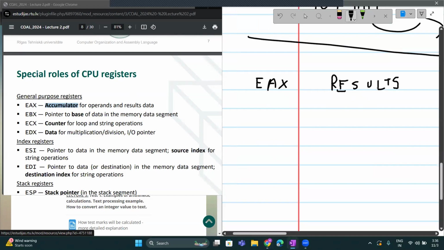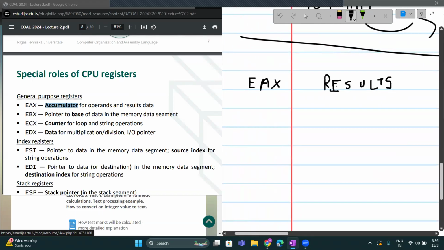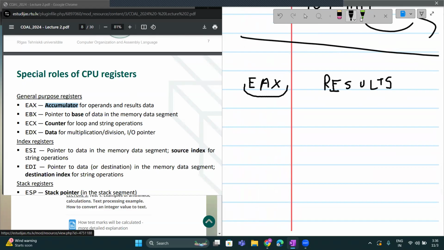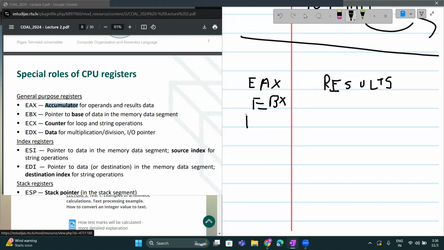So usually, as I will explain, it's used when there are no other operands available. For example, in case of division, it always divides EAX because it's the data accumulator. It accumulates data. And then there is EBX. There is no specific use for it. You can use it anywhere. And ECX can also be used anywhere, but usually we use it as a counter for loops. EDX basically stores data when we do division or multiplication.